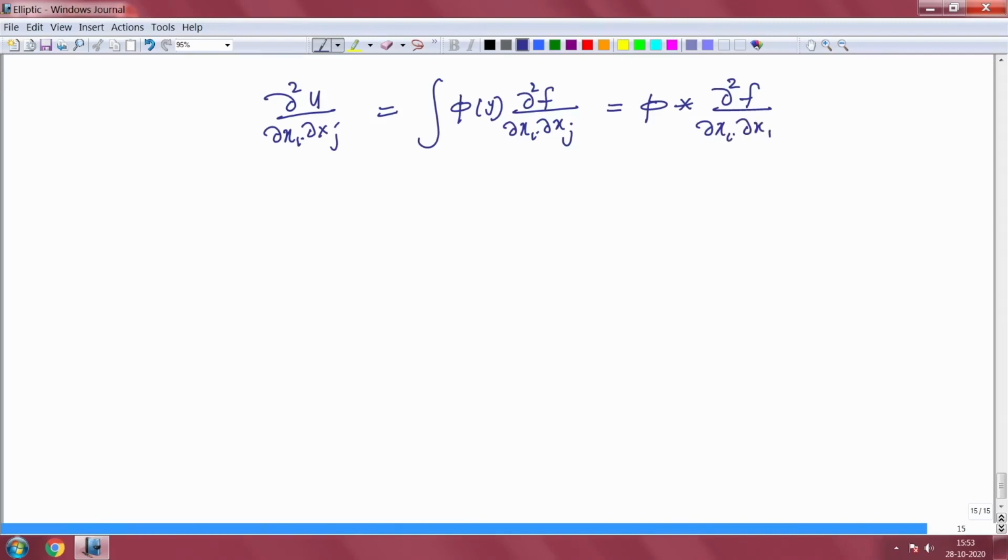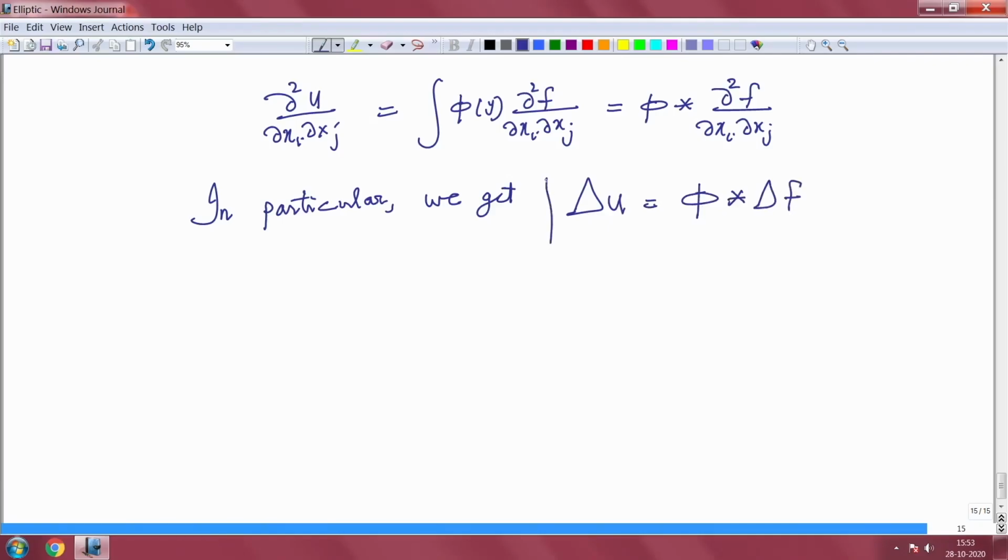Now, we have assumed only that f is C2, twice differentiable, with compact support. In particular, if I take i equal to j and sum it, we get the Laplacian of u equal to phi star of the Laplacian of f. I could write it this way, and this is a nice formula.